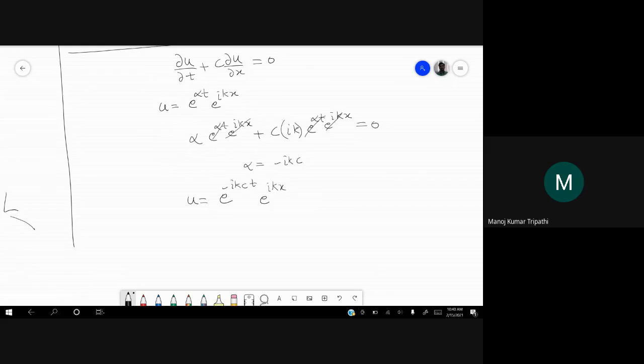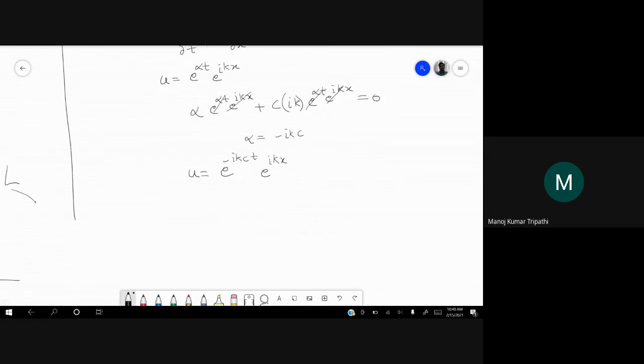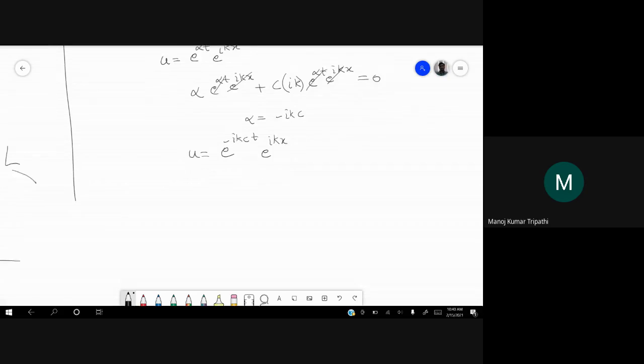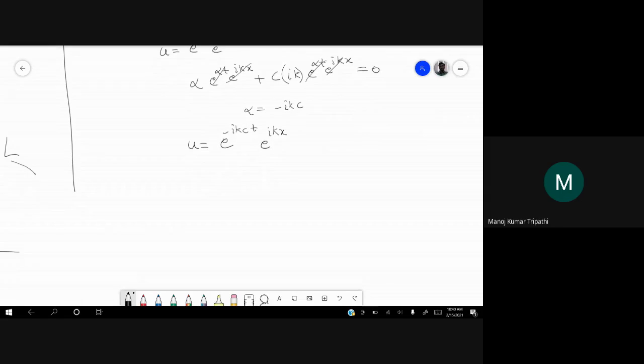Now to find how this solution changes with time. In time, what happens to this? We just have to do u at t plus delta t divided by u at t, or un plus 1 by un. But because this is a continuous domain solution, the time step is not discretized. The time itself is not discretized here. We are writing u at t plus delta t and u at t.